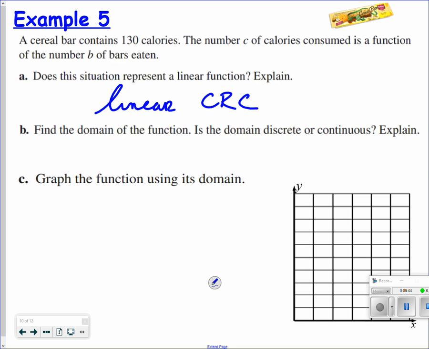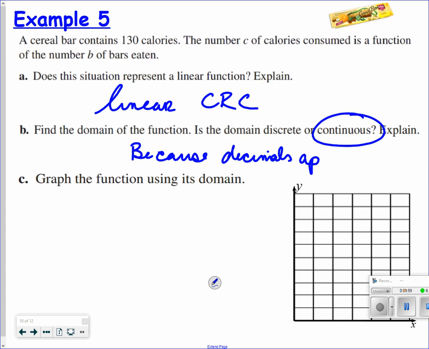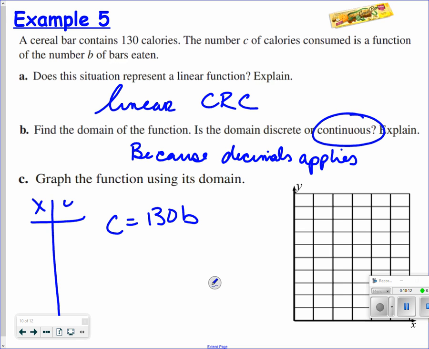Now, can you eat half a candy bar? Yes. Therefore, it must be continuous, because decimals or parts of something apply. All right, so here we go. It didn't actually give you an equation, but the number of calories would equal 130B. So I'm still going to use the same XY or BC chart.